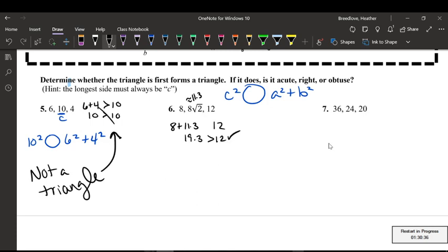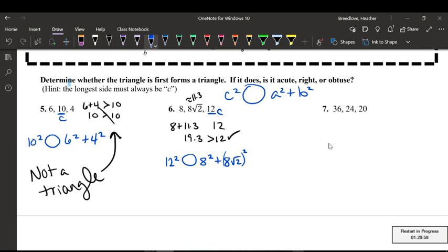Now that we know it forms a triangle, we want to see what type of triangle it forms. So we're going to say 12 squared, because 12 is going to be the c value, blank 8 squared plus 8 square root of 2 squared. And since we're not really worried about solving, you can just type that in your calculator and get a decimal, because the answer here is not a value, so we don't have to keep it in simplest terms. We just want to know, is it greater than or less than?